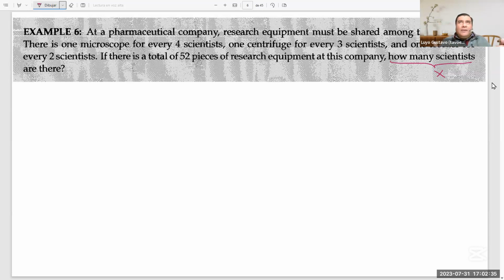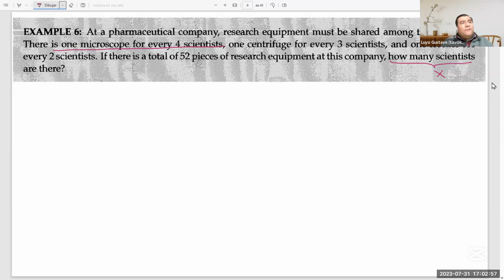You would say, okay, 4 scientists, 1 microscope. 12 scientists, I divide 12 by 4. So that would be 3, the total number of microscopes available. So actually, this expression means that if you want to find the total number of microscopes, the number of scientists you have to divide by 4.